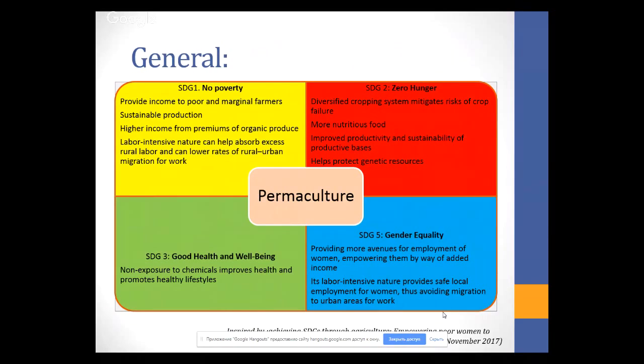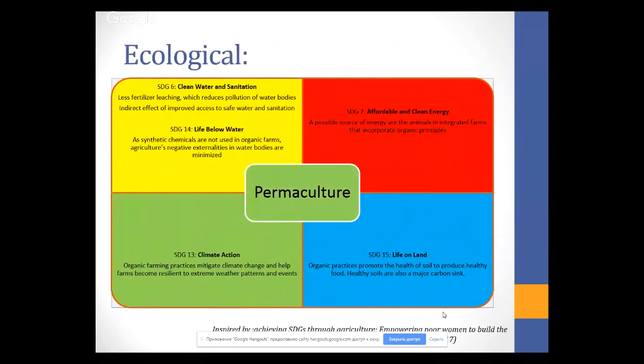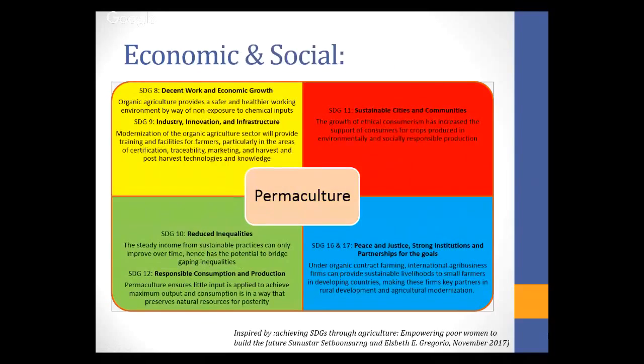Permaculture activities can lower the rates of urban-rural migration. A diversified cropping system mitigates the risk of crop failure. Some ecological goals: permaculture reduces the pollution of water and soils, provides alternative sources of energy in integrated farms. Permaculture practices mitigate climate change and help farms become resilient to extreme weather patterns and events. And finally, economic and social goals: it reduces inequalities because of the steady income from sustainable practices.